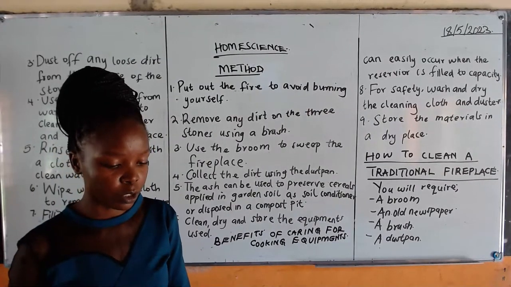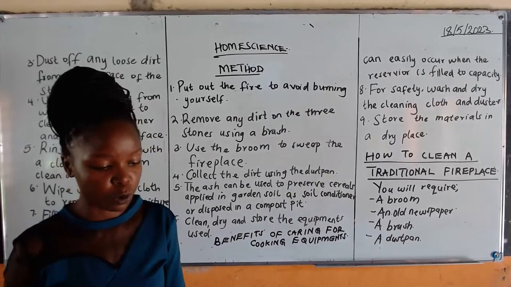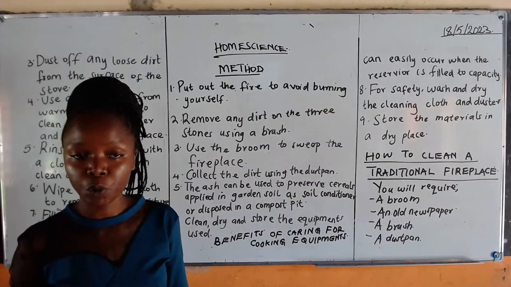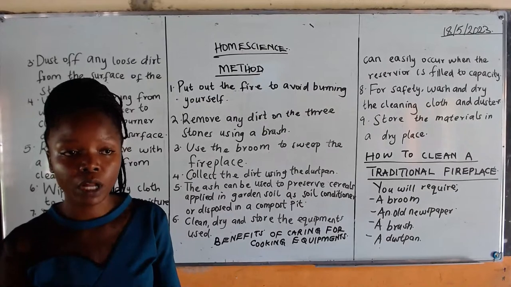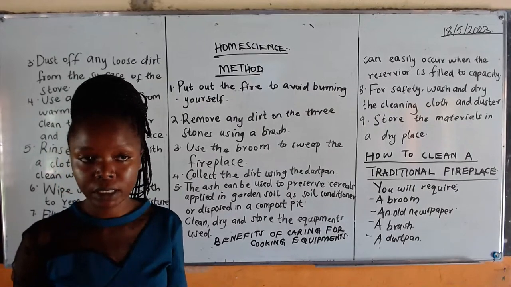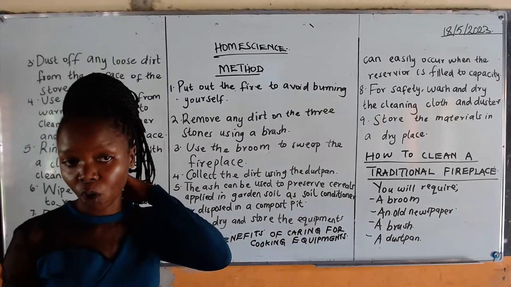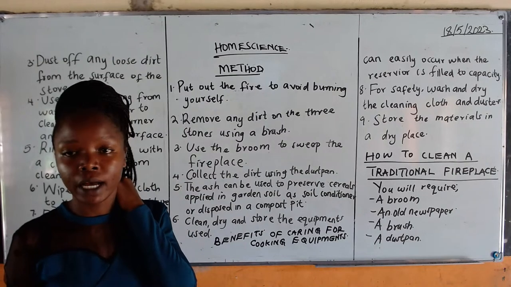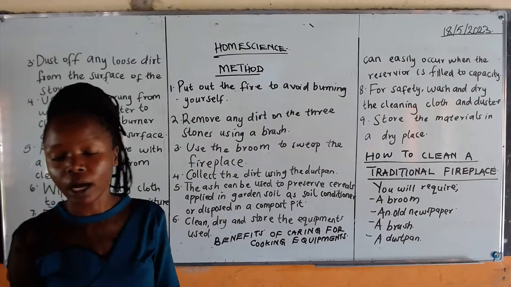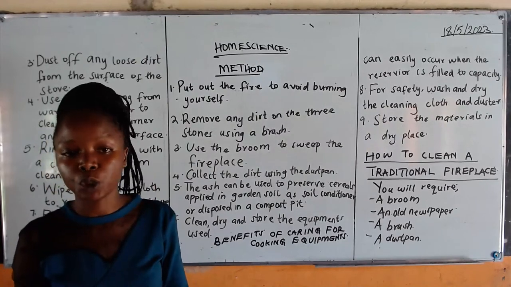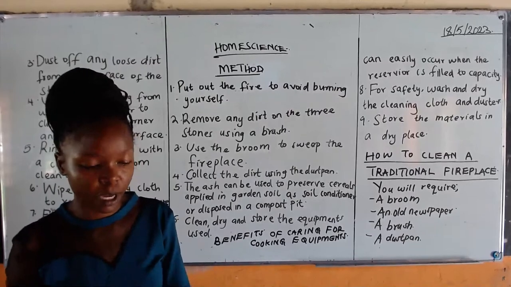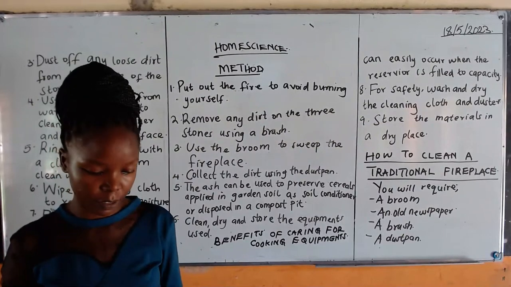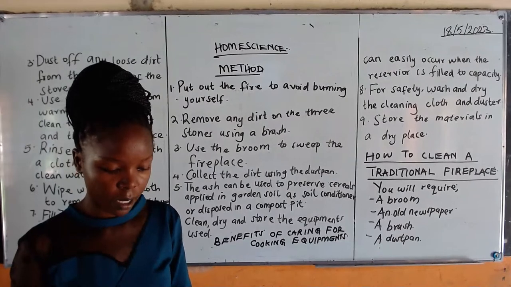So when we come to this topic, I will need us to cooperate so that we do the topic well. And before that, we are also going to the kitchen to do a practical activity on how to clean a traditional fireplace and how to clean a charcoal jiko. Are we together? The other cooking equipment, the electric cooker and the gas cooker, this is a practical activity that you should do at home. For the others, you can do it here at school, and then we go to the topic of planning meals for a family. So we'll meet tomorrow and you have a good evening.